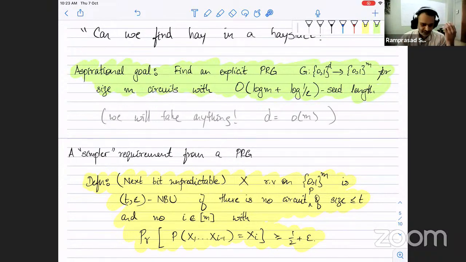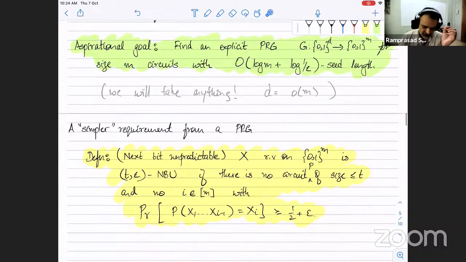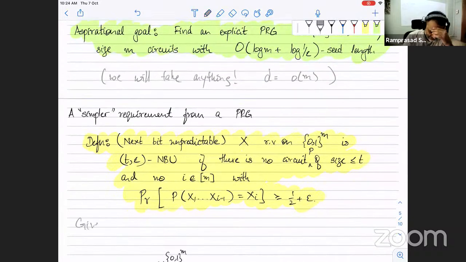Let's ask a weaker requirement, which is what is called next bit unpredictability. We will say that a distribution, again on m length strings, is (t, epsilon) next bit unpredictable if the following happens: no matter what circuit you pick of size t, it can't guess the next bit with significant advantage. So this is just like saying, given a prefix, guessing the next bit is hard.